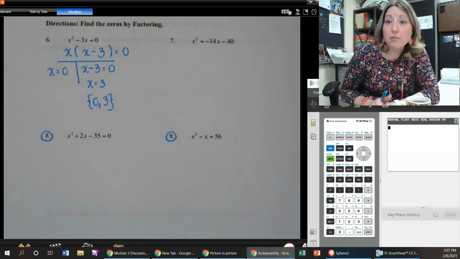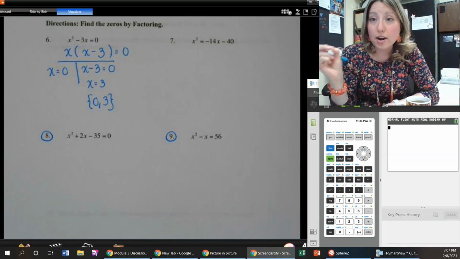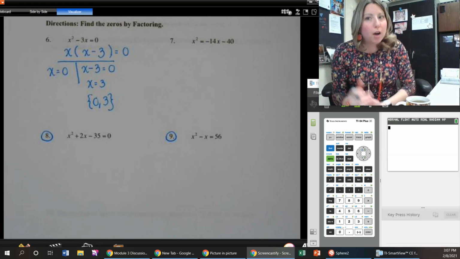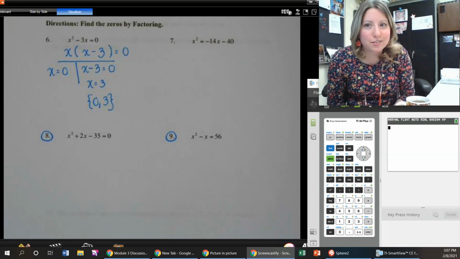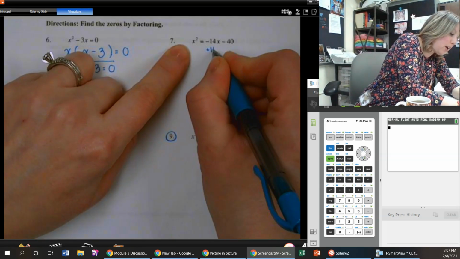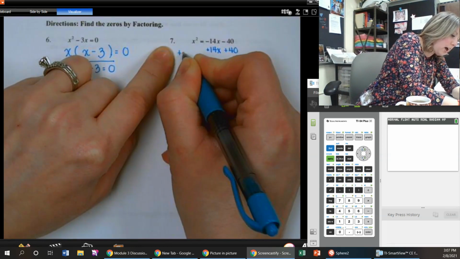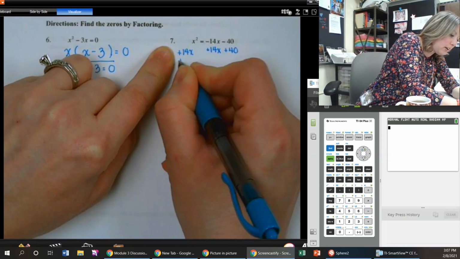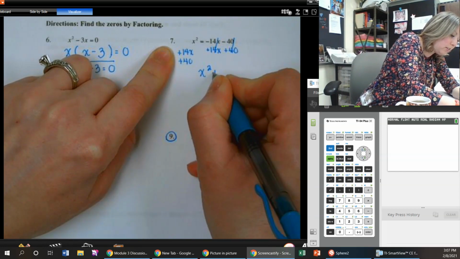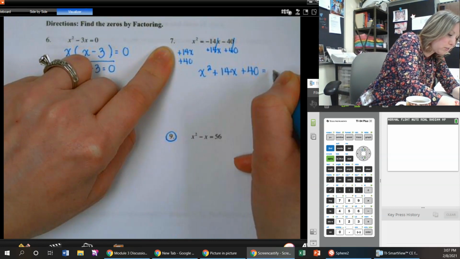I chose number 7 because the instinct would be to subtract that x squared to be with the other stuff, right? But you need to keep that x squared positive. So we want to do the opposite of our instinct. We want to add that 14x to both sides and add that 40 to both sides. So we're adding 14x and we're adding 40. And we get x squared plus 14x plus 40 equals 0.